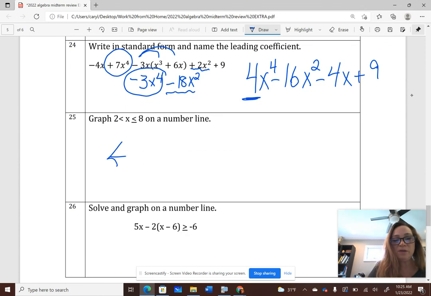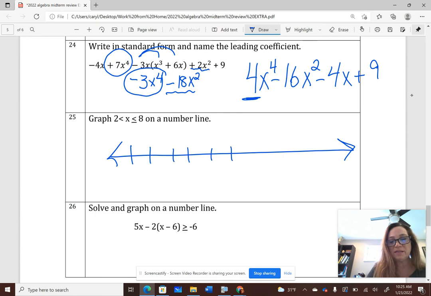Graph this on a number line. 1, 2, 3, 4, 5, 6, 7, 8, 9, 10. Open, closed.